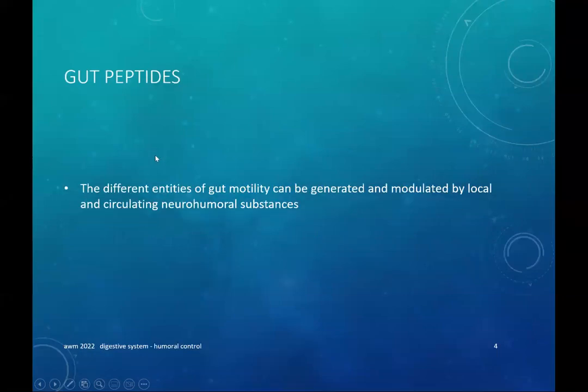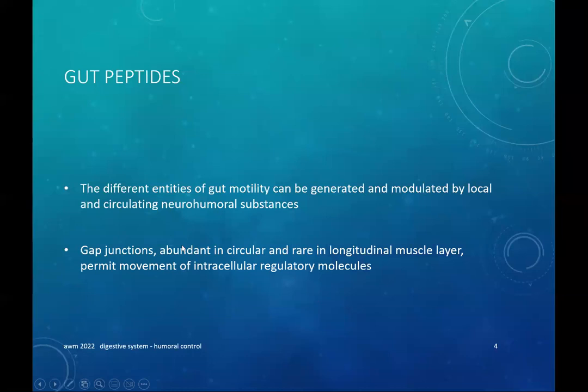Now, when it comes to the gut peptides, we have different entities, and gut motility can be generated and modulated by local neurohormonal substances and also circulating ones. The circulating ones are the humoral, and locally you can have, as we said, the paracrine effects. Remember, we said that you have gap junctions, especially in the circular muscle, so that communication from one cell to the next is quite easy. But the gap junctions are not as prominent, not that many, in the longitudinal muscle layer.